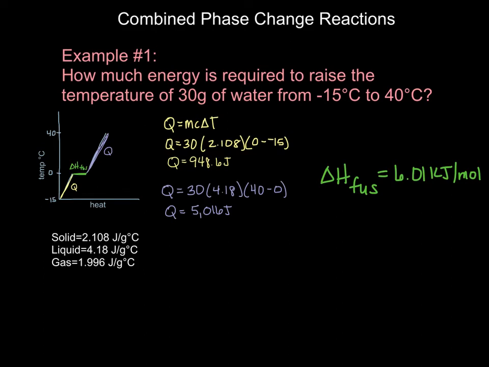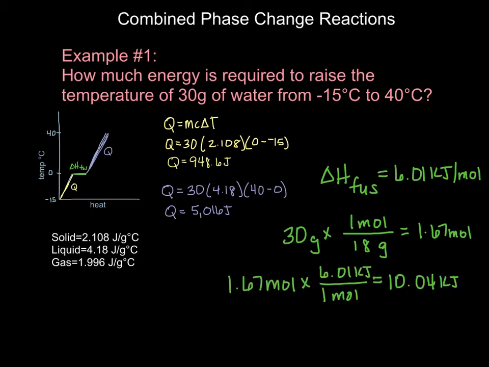But I don't have a single mole. I have 30 grams. So the first step in using this conversion factor is to convert from grams to moles. So when I do my conversion using my molar mass, I find that I have 1.67 moles. So now I can just use my delta H of fusion conversion factor to figure out how many kilojoules are required to melt that much water. So when I use my delta H fus as a conversion factor, I find that our 1.67 moles of water requires 10.04 kilojoules to go from a solid to a liquid.